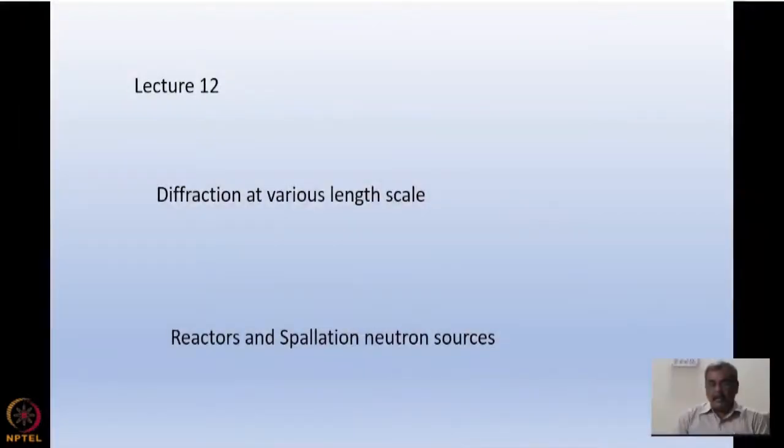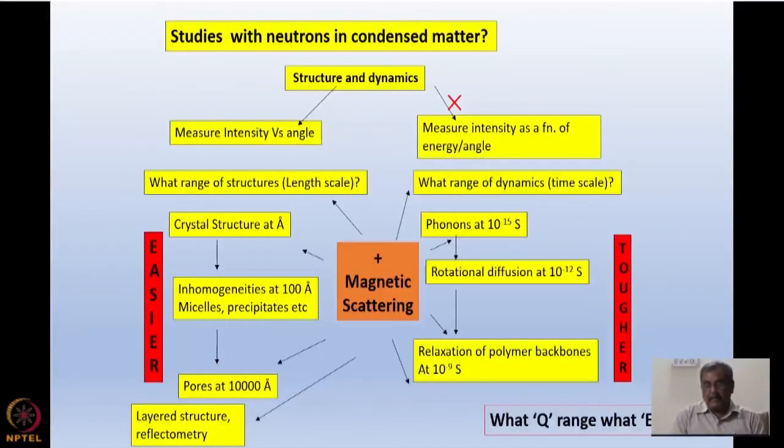So with this starting, let me tell you, I had shown this slide to you earlier. Again, I am bringing it to your notice that studies with neutrons in condensed matter can give us structure and dynamics, as we said. In case of structure, we measure intensity versus angle, or we will translate to intensity as a function of Q, because for structure we are not bothered about energy transfer, and Q is given by 4 pi by lambda sine theta, which is the angle in this slide, and we measure intensity as a function of Q, from where we go back to G(r), which is a general correlation function in condensed matter.